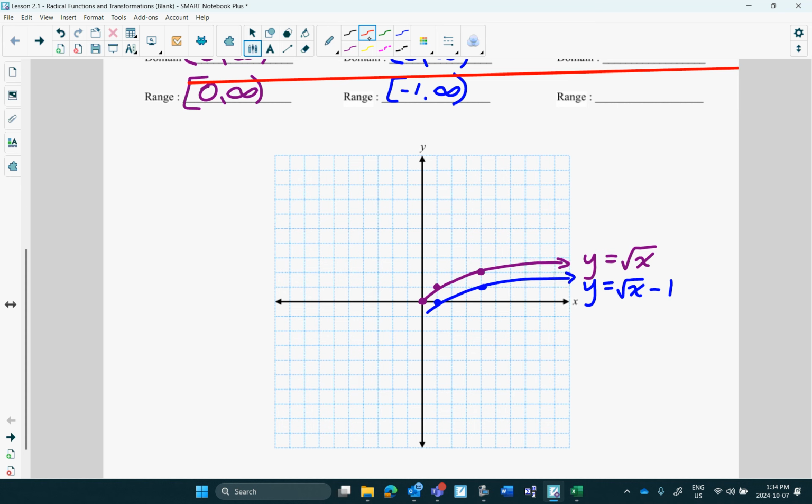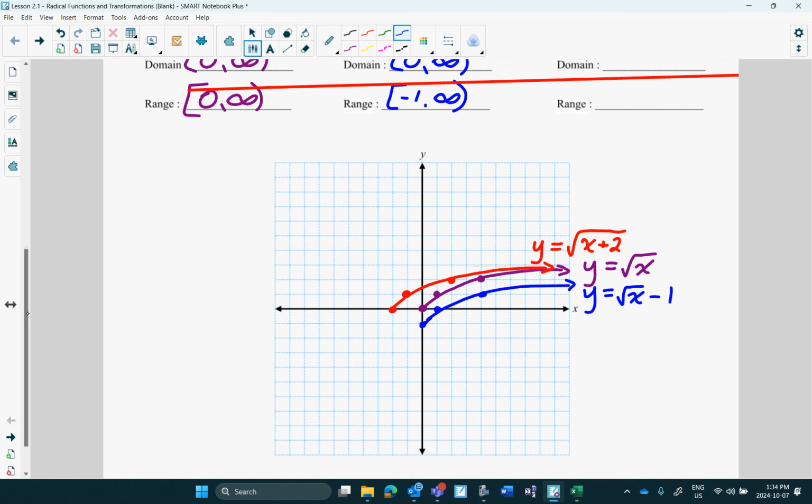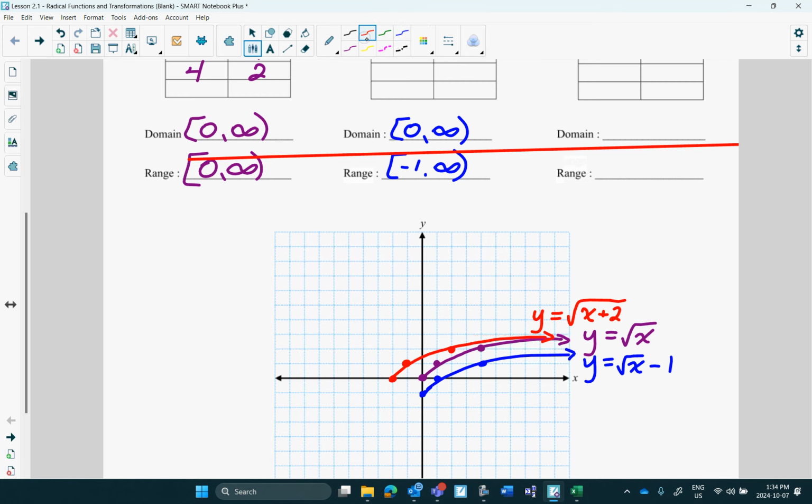So I take the original one and I shift all the points 2 to the left. And I get this. Okay. Domain and range. -2 to infinity, yes. And 0 to infinity. No? Wait, yes. 0 to infinity. Good.